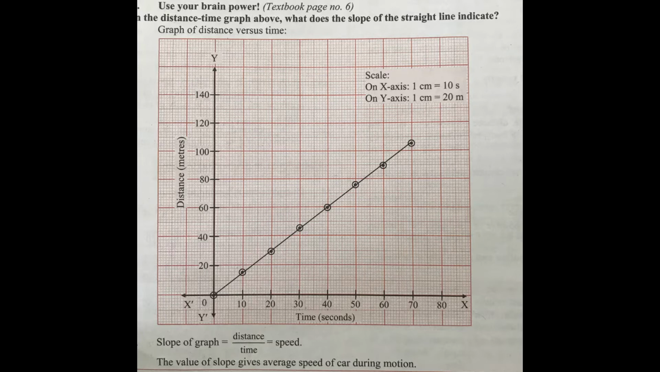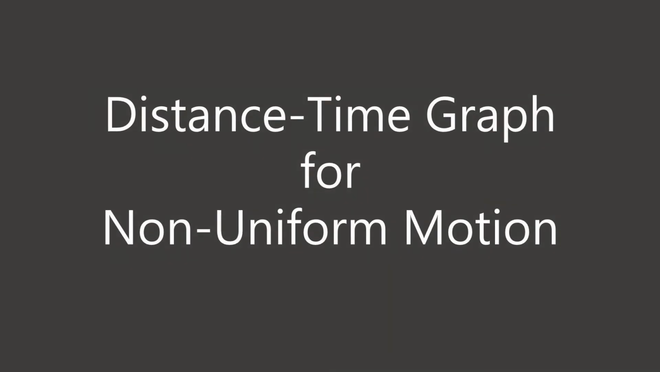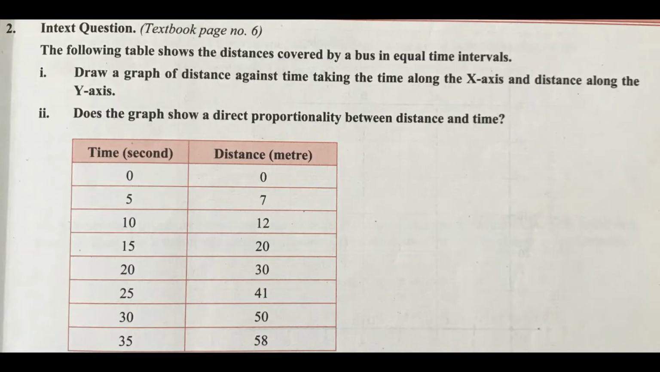Now the next is distance time graph for a non-uniform motion. They have given a table on page number 6. Time in seconds, distance in meters. At time 0, the distance is 0. Time 5, the distance is 7. Time 10 seconds, distance is 12. Time 15 seconds, distance is 20. Time 20 seconds, distance is 30.